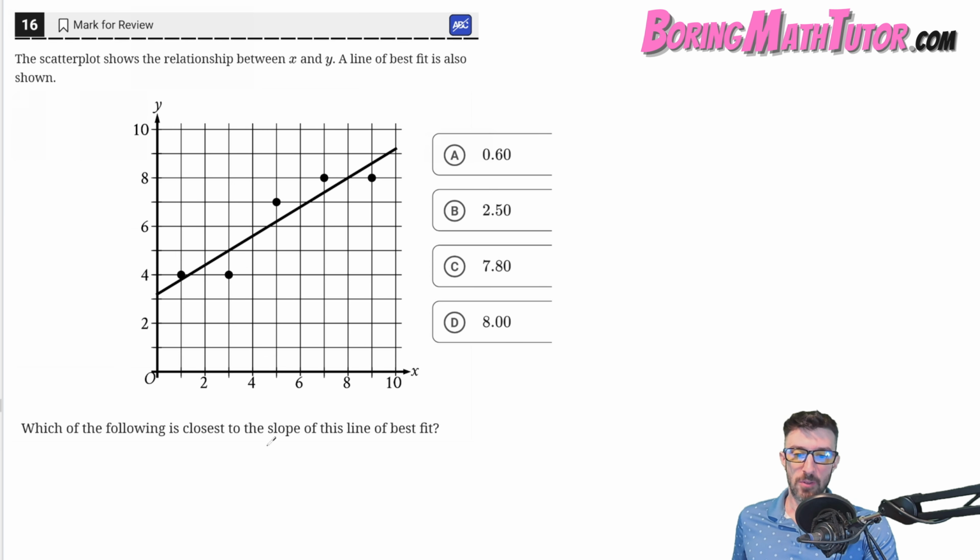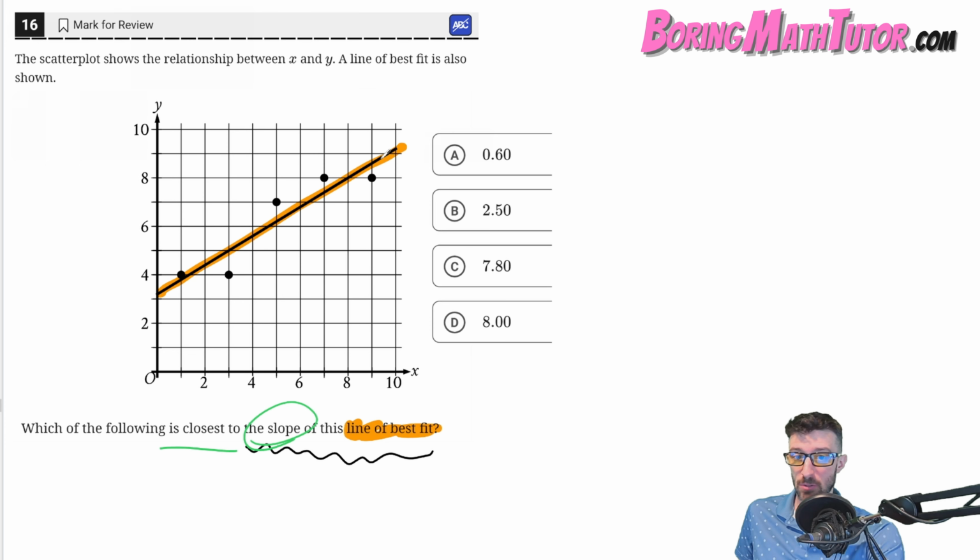Here they're asking us for the slope of the line of best fit. So I just need to be staring at the line of best fit, which is the actual line. Don't use the points, use the actual line. But then they want the slope of that line. So what I'll do is I'll just estimate it because they said it's closest to.